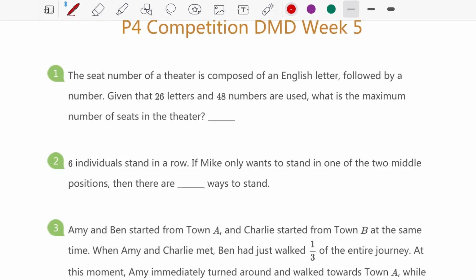So, the seat number of a theatre is composed of an English letter followed by a number. Given that we have 26 letters and 48 numbers, what is the maximum number of seats in the theatre? Well, in this case, we have a letter and then we have a number. So we are going to apply our multiplication principle again.